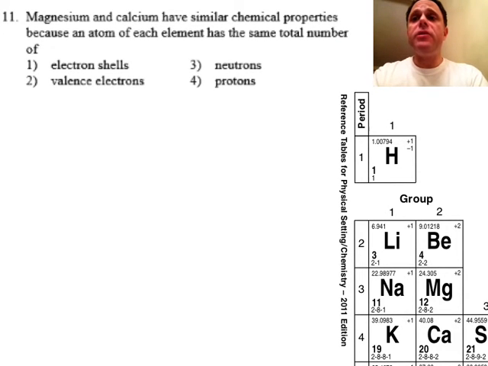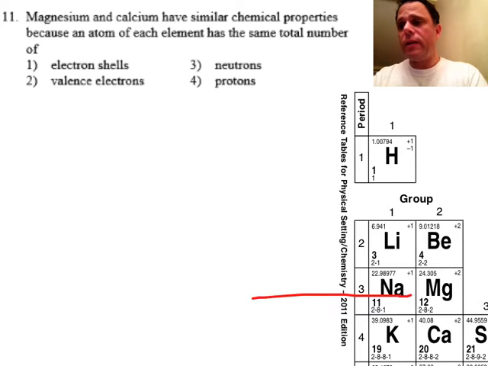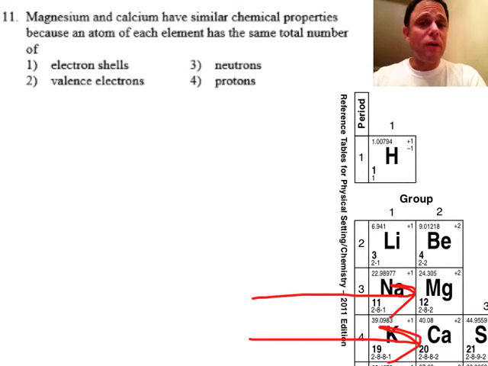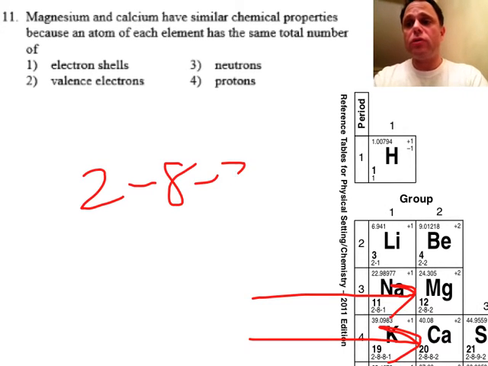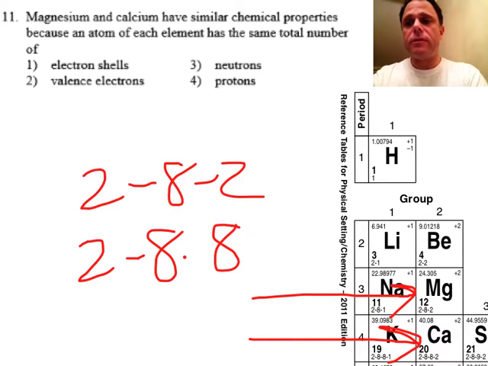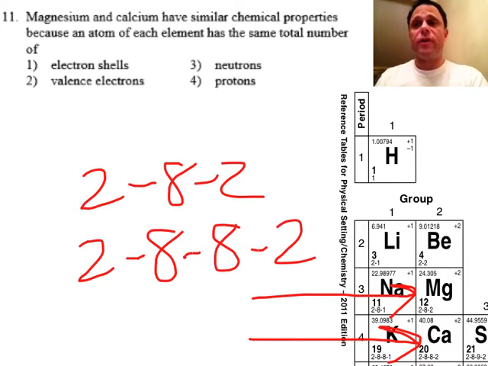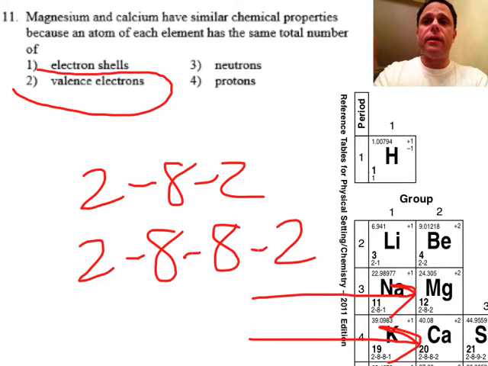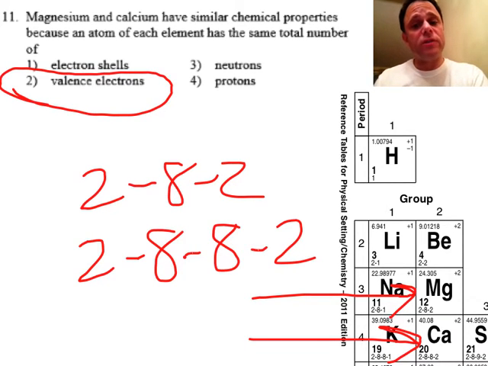Number 11. Magnesium, calcium have similar chemical properties because an atom of each element has the same number of what? Well, right here is magnesium, there is calcium. On close inspection of them, magnesium is 2, 8, 2, calcium is 2, 8, 8, 2 as far as their electron configurations, and there is your answer. It's because of the valence electrons.